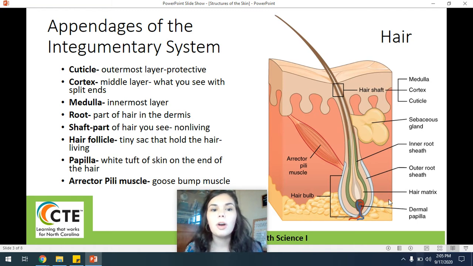The root is the part of the hair that is located within the dermis. So way down inside the dermis is the root of your hair.